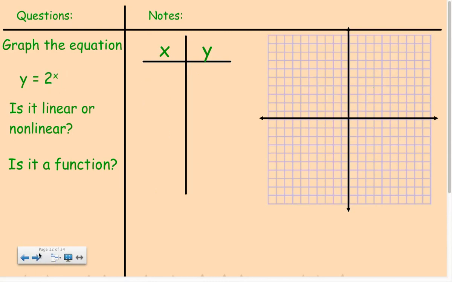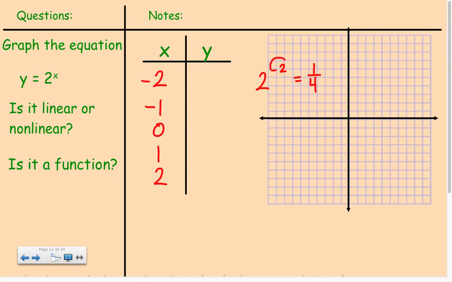Y equals 2 to the x. Okay, this one's a little tricky. So I'm going to put my 5 x values in. So if I have 2 to the negative second power, you're probably thinking that the answer is negative 4, but that's not quite right. Negative exponents are actually kind of tricky. Put 2 to the negative second in a calculator if you have one, you'll notice you ended up with 1/4.